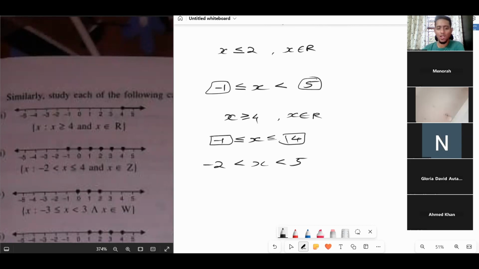Is this also correct? -2 onwards, but you're not including -2. So that means the next number is what? -1. And then less than 5 means you're not including 5. But what's before 5? 4. So you see both are correct. Is that clear? All right. Any doubt in this, anyone? No, sir.